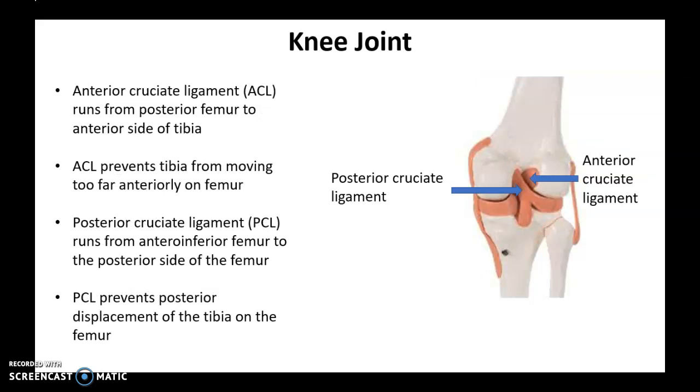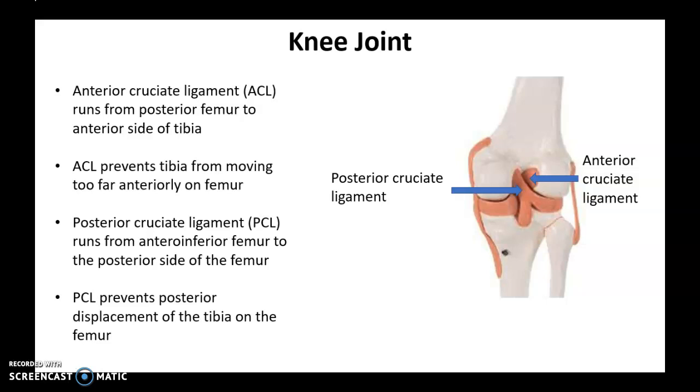Deep to the articular capsule of the knee joint are two cruciate ligaments which limit the anterior and posterior movement of the femur on the tibia. These ligaments cross each other in the form of an X, hence the name cruciate, meaning cross. We have an anterior cruciate ligament, as we see in the diagram on the right hand side. We also have a posterior cruciate ligament.